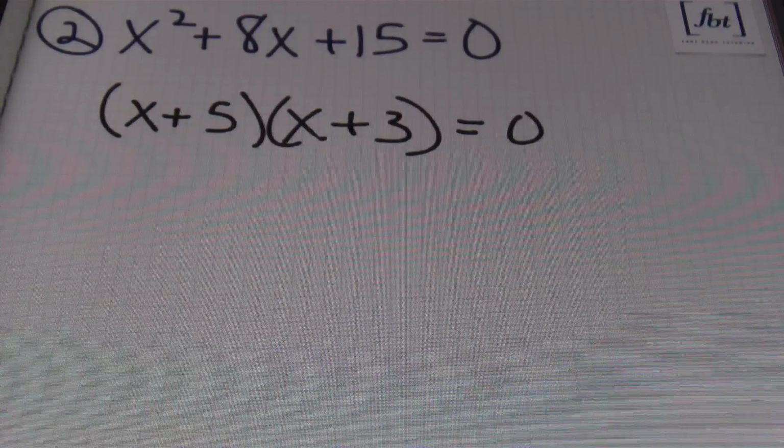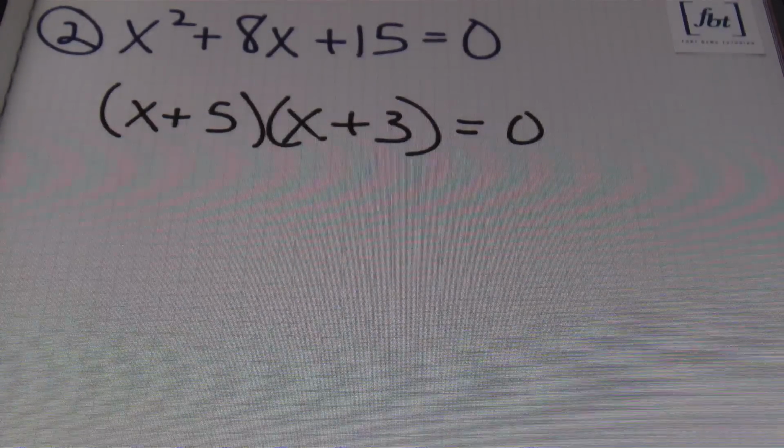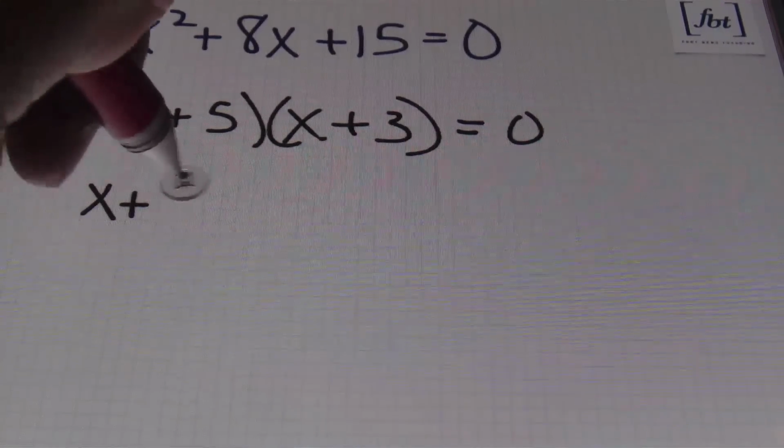It's factored. Okay, but since we're solving the equation, we'll need to set each factor equal to 0 and then solve for them separately. So I have x plus 5 equal to 0.